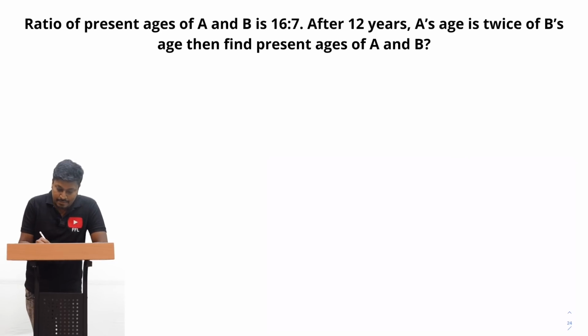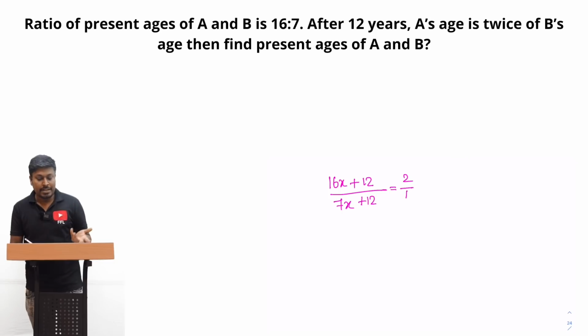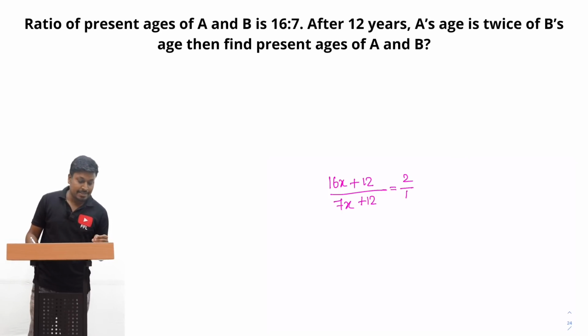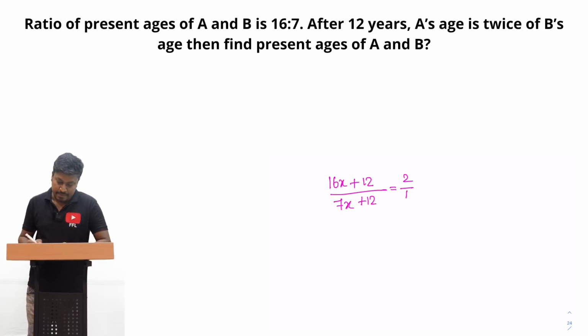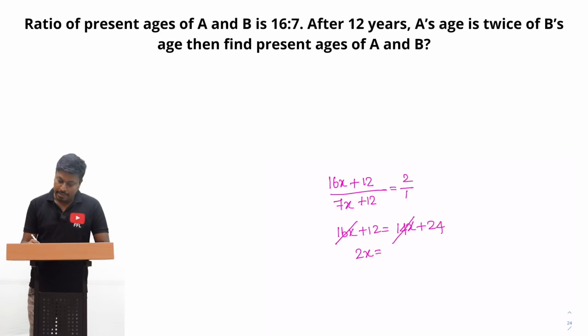Very simple, where A's age will be 16x, similarly B's age will be 7x. After 12 years, plus 12 and plus 12, right? So after 12 years, A's age is twice that of B. So if B is 1, then A will be 2. That's it. If you cross multiply and find the value of x, then finding the present ages of A and B will be very easy, right? So this can be written as 16x plus 12 is equal to 14x plus 24. Got it? So 16x minus 14x will be 2x, and 24 minus 12 will be 12.